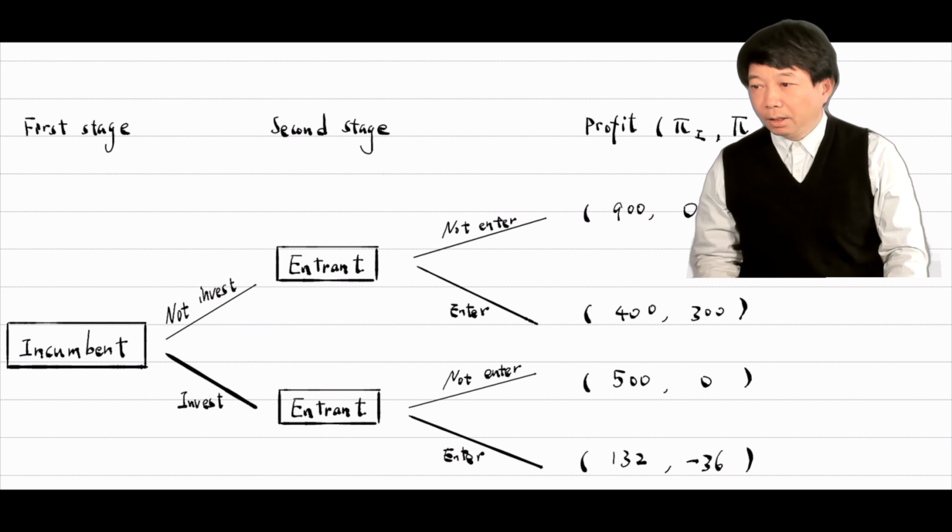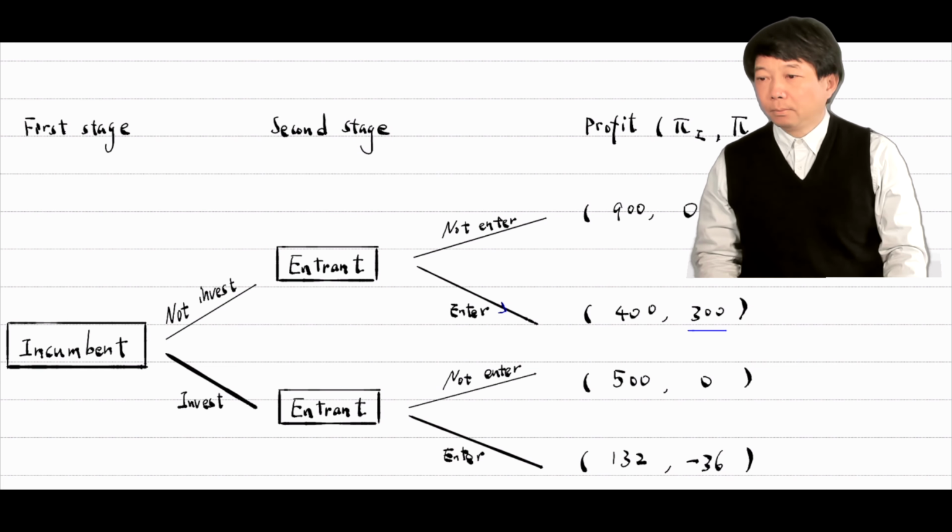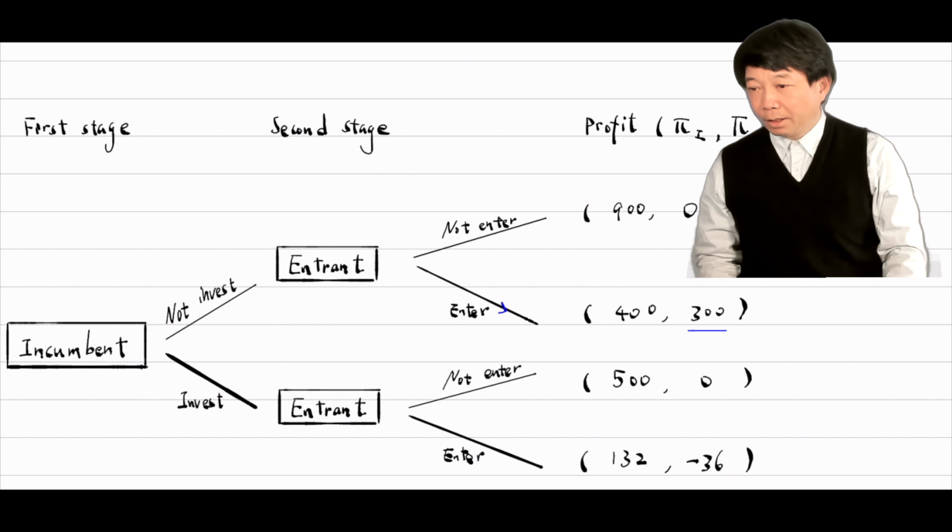Given that the incumbent does not invest, its rival gets 0 if it does not enter the market, but 300 if it does. The best response is to enter the market. We underline the rival's profit of 300 and add an arrow on the path. Given that the incumbent invests, the rival's best response is to stay out of the market because it brings a higher payoff. We underline its payoff 0 and add an arrow on the path.